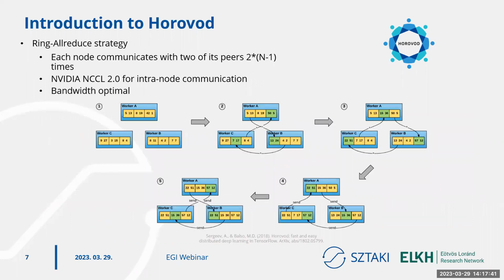Now the actual training strategy that Horovod uses is called ring all-reduce. Without going into too much detail, as the name suggests, this happens in a ring-like fashion in which the workers continuously communicate with each other in so-called rings. Basically, at the communication step, a worker will send data to one other worker and get data from one other worker.